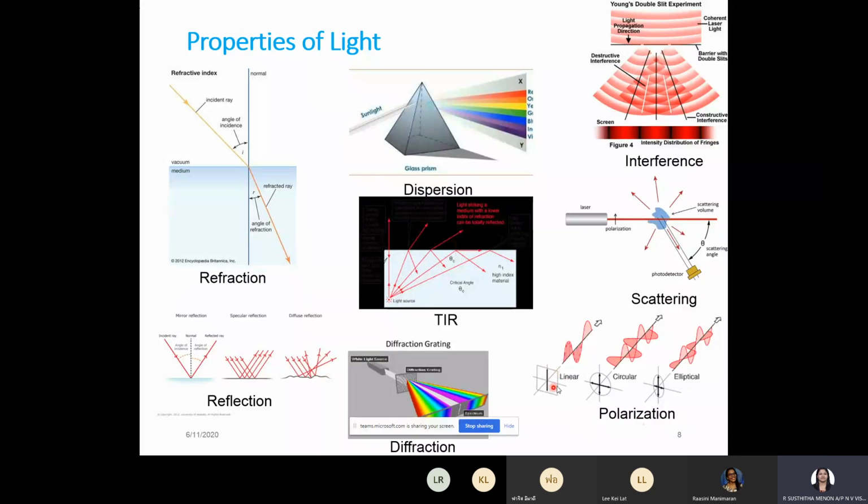You can use a polarizer. As you know, light has many components in it. So if you only want the linear component, you use a linear polarizer, and only the linear light will go in. If you have a circular polarizer, two components will go in. And if it's elliptical, the signal will also be in elliptical form. So these are the ways that we can control light.